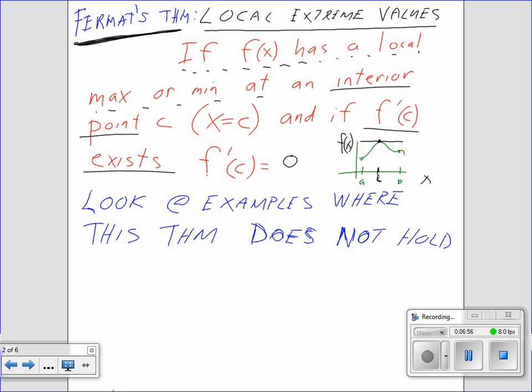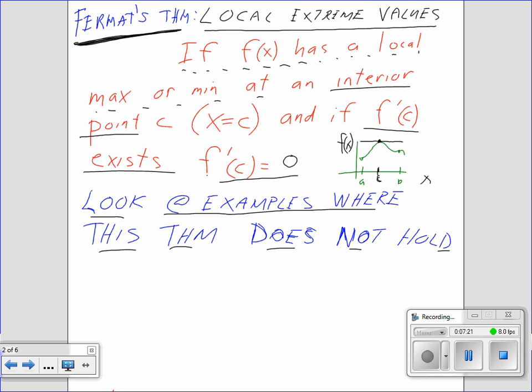So you'll start using that a lot. If you want to minimize or maximize a function, you set the derivative equal to 0. Okay, and this is where it starts from. But remember, in this theorem, a couple of things here. In order to understand it, I want to look at examples where the theorem doesn't hold.